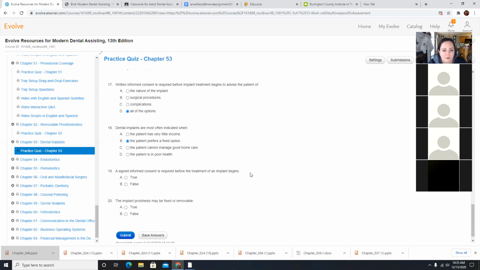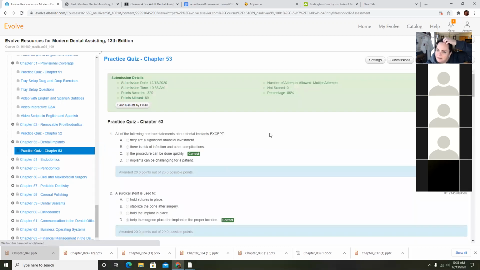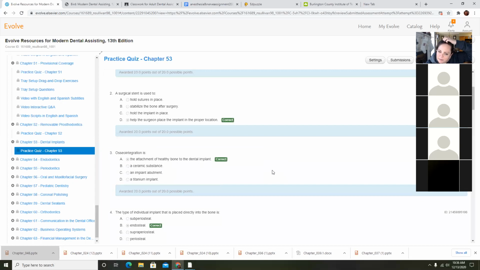Signed informed consent is required before the treatment of an implant begins. True. The implant prosthesis may be fixed or removable. False. Let's see how we did. Let's see what we got wrong here.